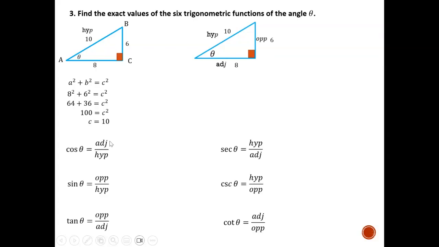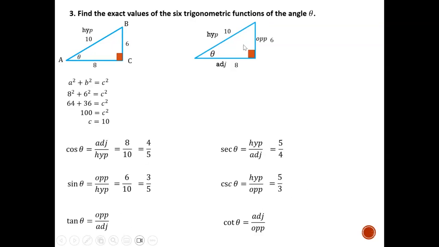So the cosine of theta is equal to adjacent over hypotenuse. So the adjacent will be 8 over 10, which simplifies to 4/5. When we find the cosine, we also find the secant. For the secant, all we do is flip the numerator with the denominator. So it'll be 5 over 4. The sine of theta is equal to opposite, which will be 6 over 10, which will give us 3 over 5. So the cosecant will be 5 over 3.